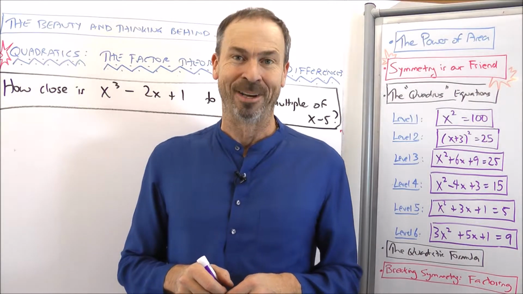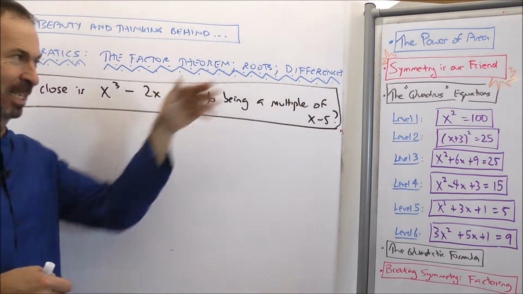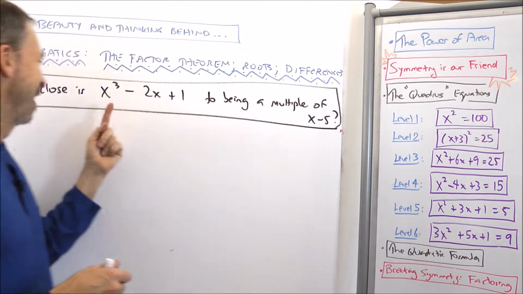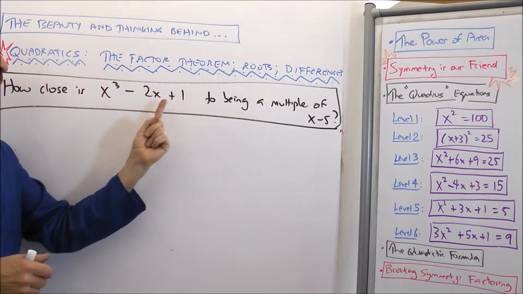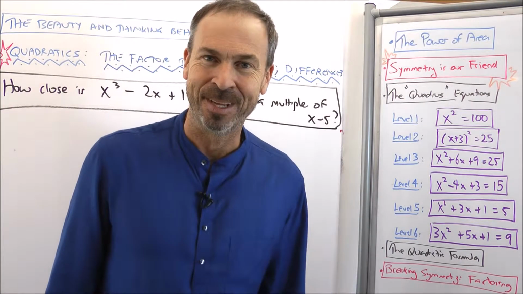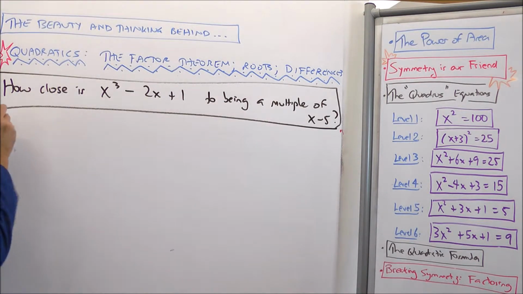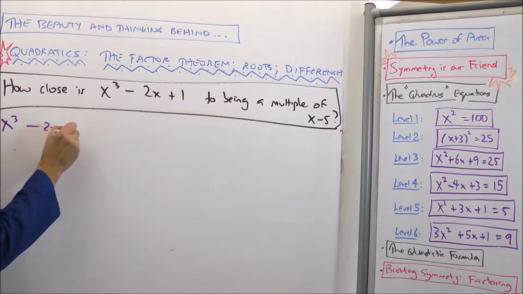Okay, here's a more advanced one. Away from our story of quadratics, how close is x cubed minus 2x plus 1 to being a multiple of x minus 5? Don't know, let's find out. So let's go through each piece. x cubed minus 2x plus 1.